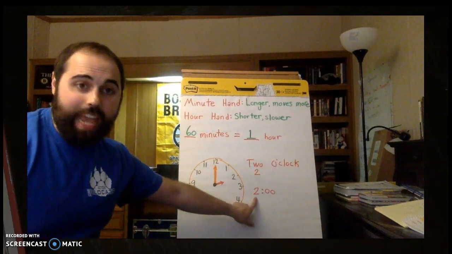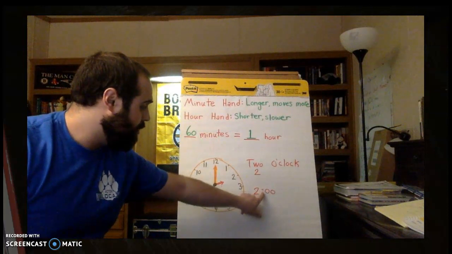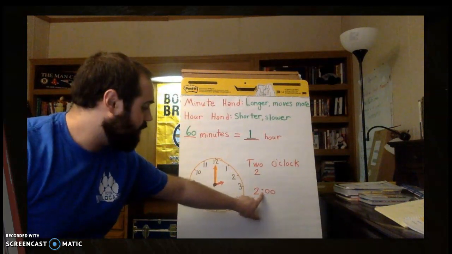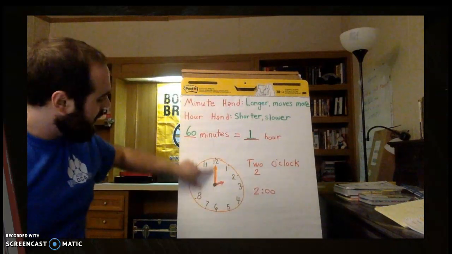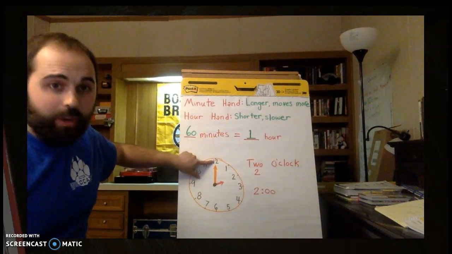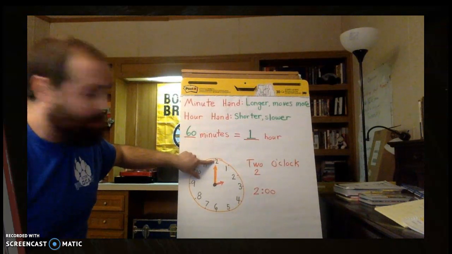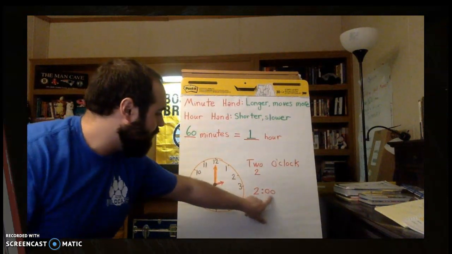Our first number is the hours, followed by 2 dots. The 2 dots separate the hours from the minutes. And when our minute hand is pointing up here to the 12, we're at the OO. We got no minutes. So we are at 0, 0.